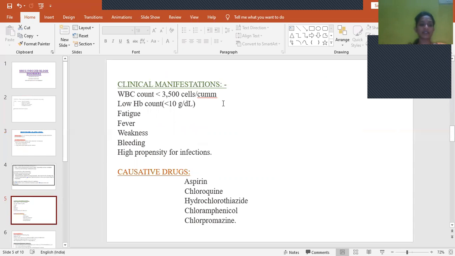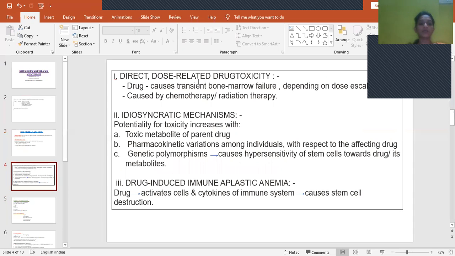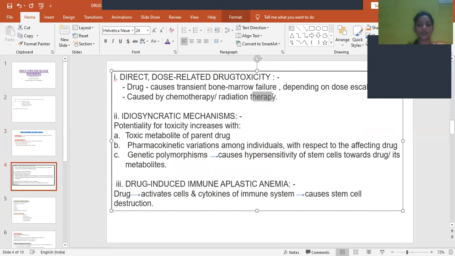Coming to the clinical manifestations, first direct dose related drug toxicity. That means if the dose of the drug is more, or if the patient is taking the same drug for a longer duration of time, it causes transient bone marrow failure. All the red blood cell production takes place in the bone marrow. Because of this high dose of the drug, it causes transient bone marrow failure. Depending on how much the dose is escalated, the failure of the bone marrow also will be seen.